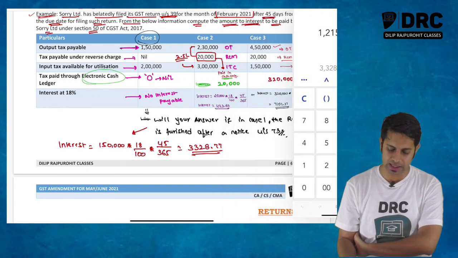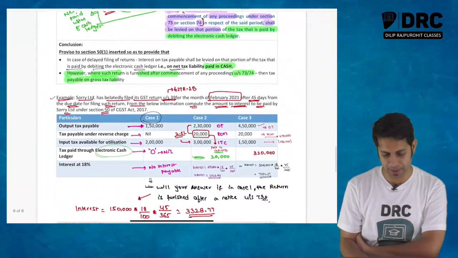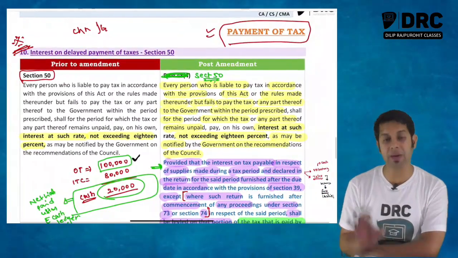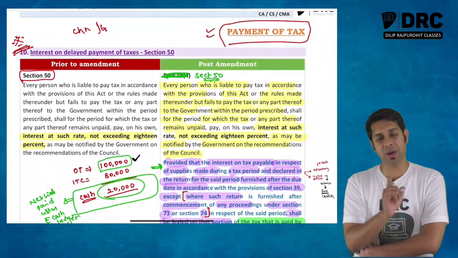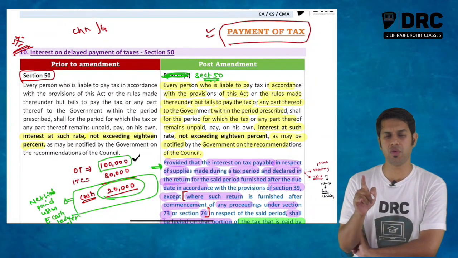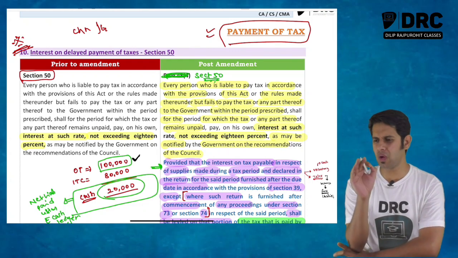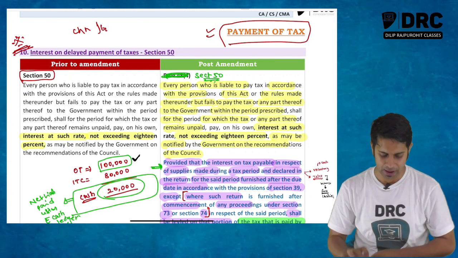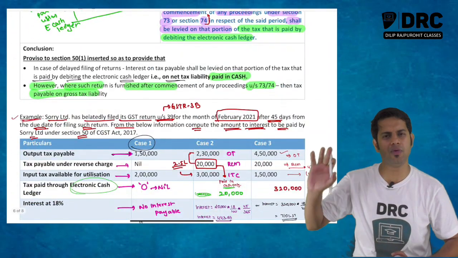3,328.77 rupees is the interest which is required to be paid by me. Very important amendment which has been made, both from your practice point of view and from exam point of view. From an examination point of view, I will not be surprised if a question is asked on this particular topic. Please be very careful.